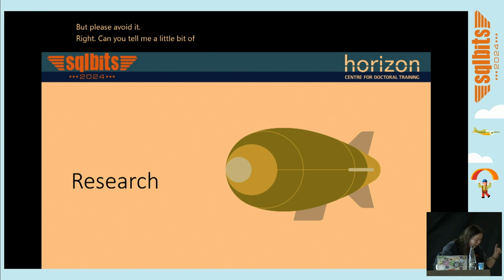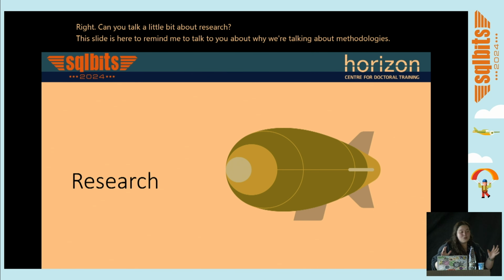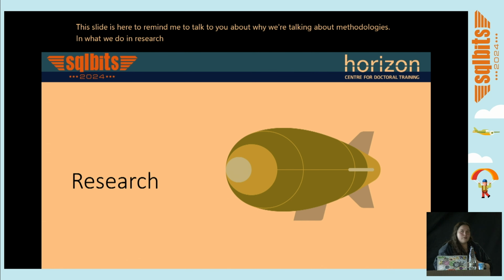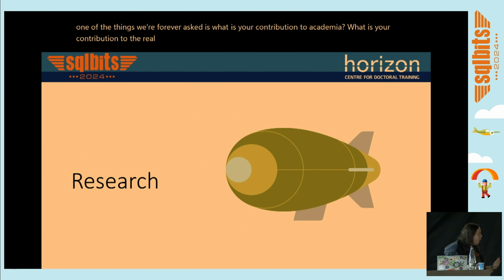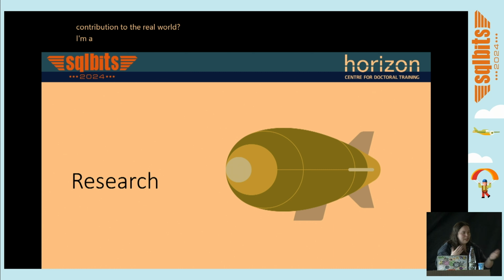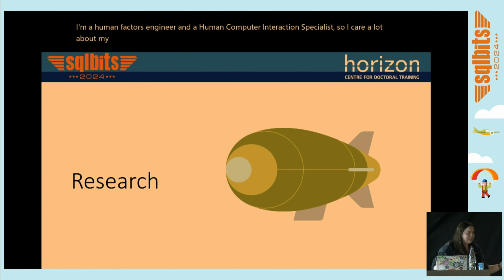This slide is here to remind me to talk to you about why we're talking about methodologies. In what we do in research, there are three different kinds of outputs you can have. One of the things we're forever asked is, what is your contribution to academia? And what is your contribution to the real world? I'm a human factors engineer and a human-computer interaction specialist, so I care a lot about my impact in the real world, and apparently not enough about my impact to academia.